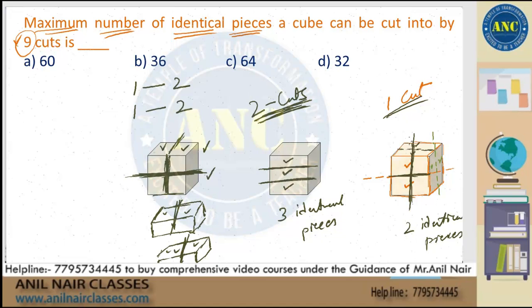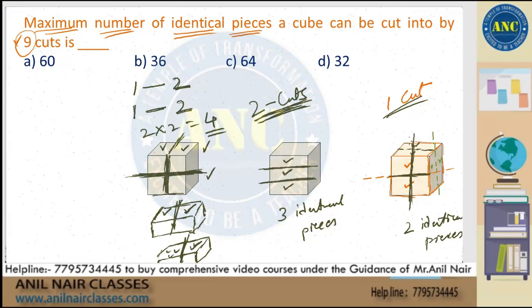Overall, if I look at it, the number of pieces will be 1, 2, 3, and 4 because one cut is giving me two pieces and the second cut in a different direction is giving me two pieces. So basically, you get 2 into 2, you get 4 pieces. I hope you're getting it.